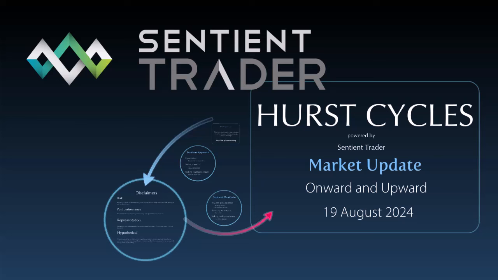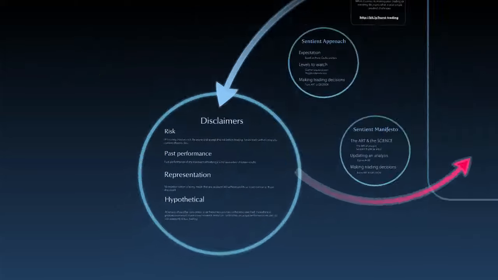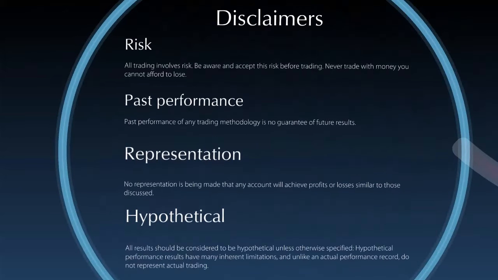In today's market update, we're going to be discussing the likelihood that a 40-week cycle trough has formed in the US markets. We're going to be looking at our usual slate of instruments that we've been covering in recent months. We're also going to take a very quick look at the Indian Nifty.